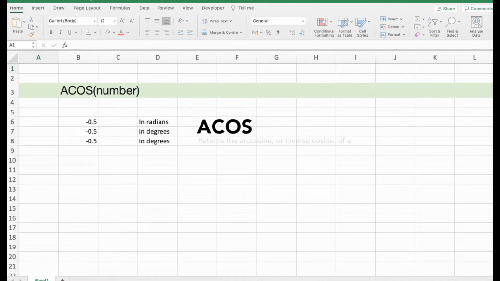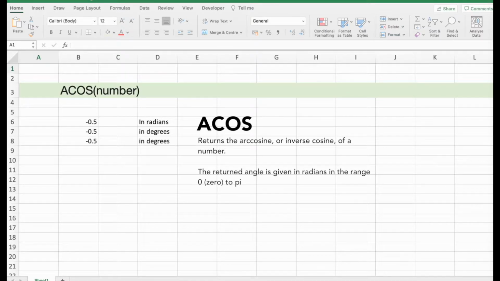The ACOS function returns the arccosine or inverse cosine of a number. The arccosine is the angle whose cosine is a number. The returned angle is given in radians in the range of 0 to pi.